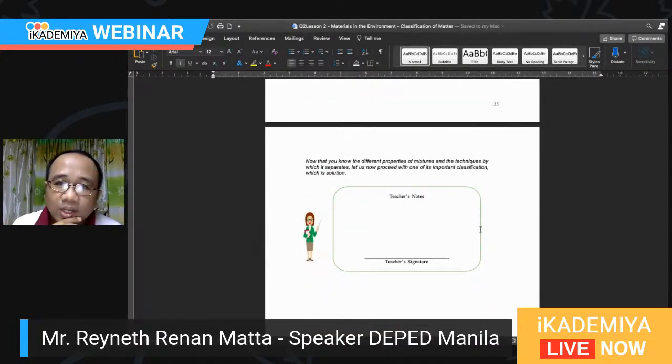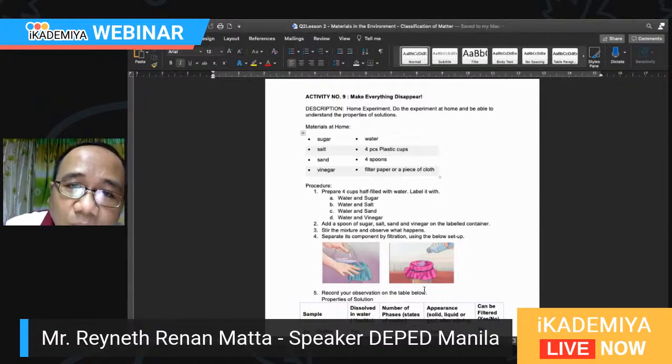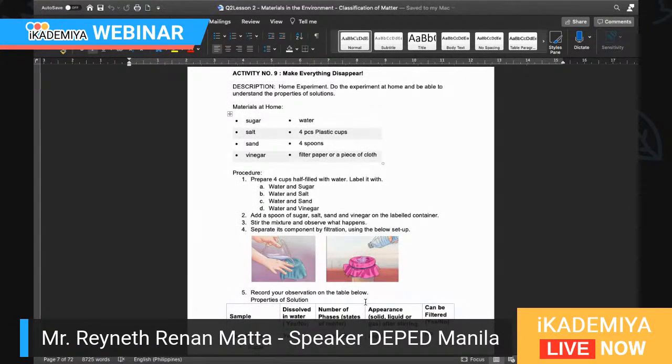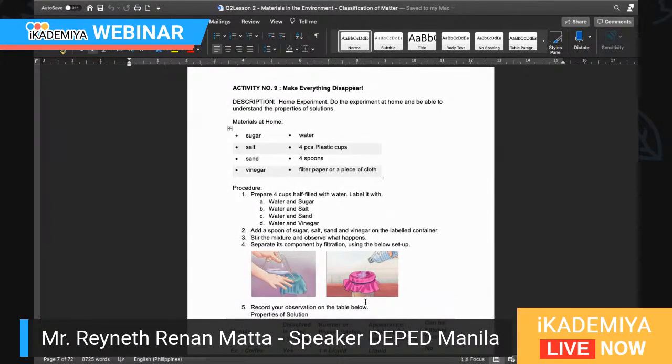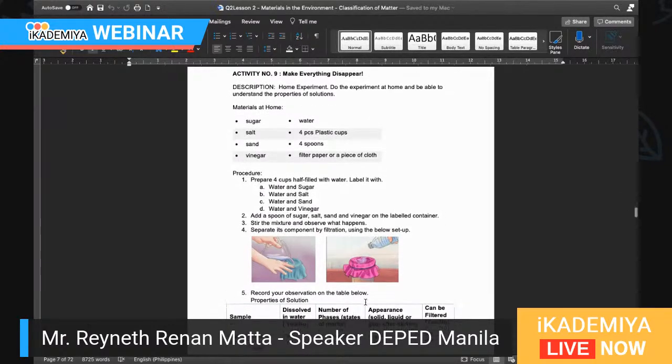One thing that is good also in the module in academia is that it has what we call a teacher's note or teacher's signature, wherein the teacher has a role of checking or monitoring whether or not students accomplish the activities. One thing also that is good, it also promotes home experiments. The teacher can promote home experiments or do-it-yourself experiments being done by students at home. But take note, in the teacher's guide, you must include that there must be parents' participation on this matter.